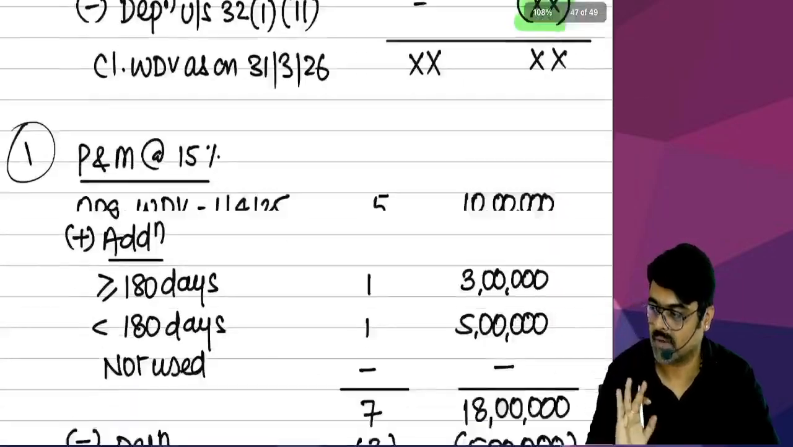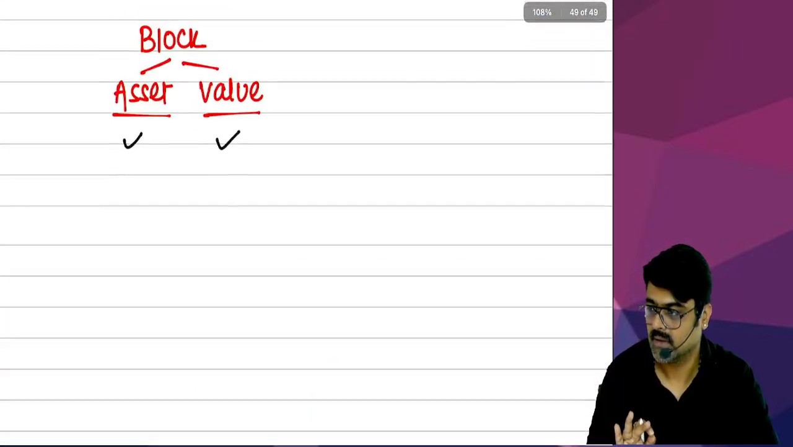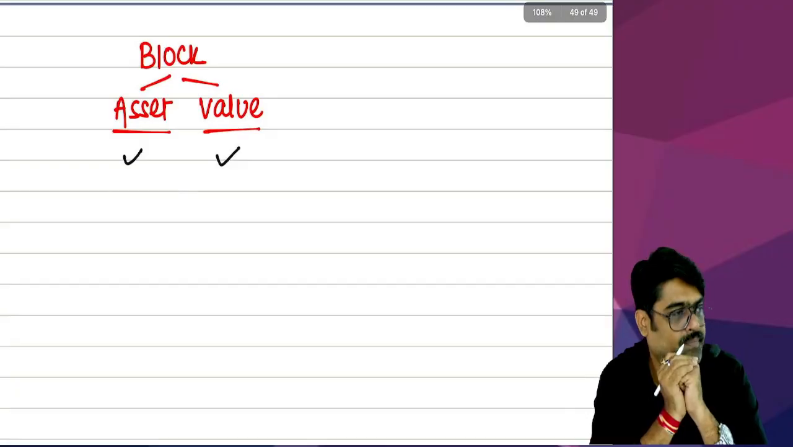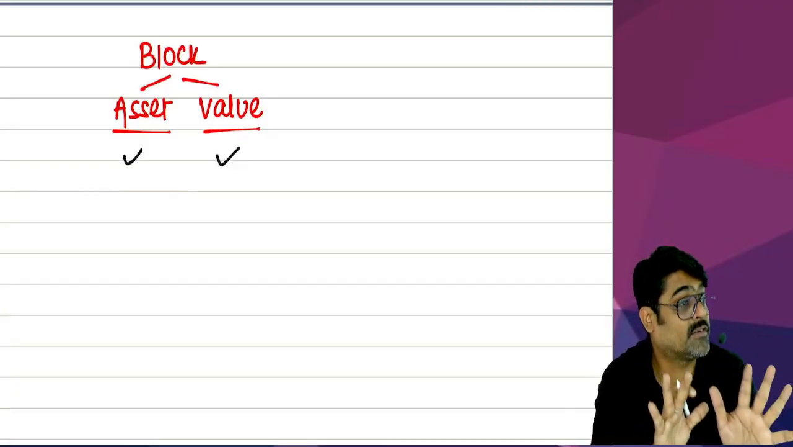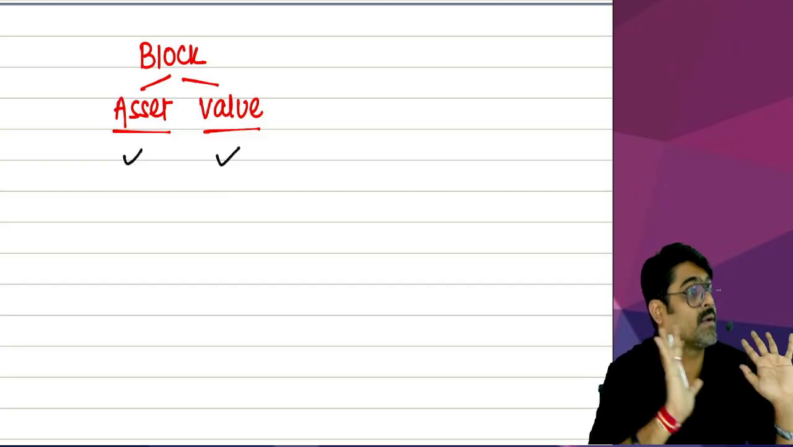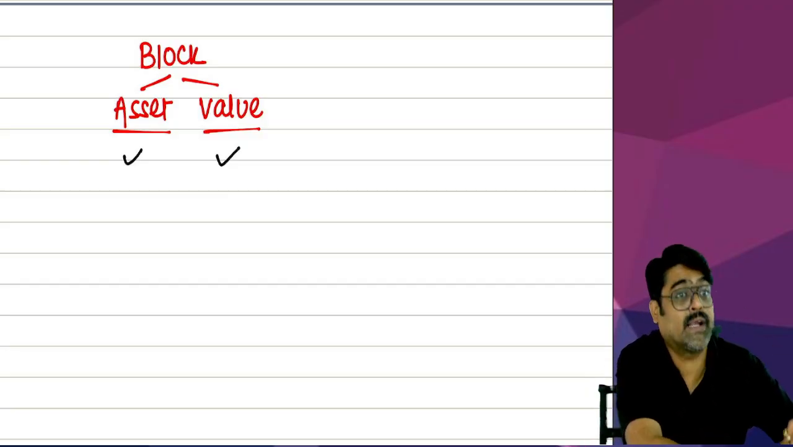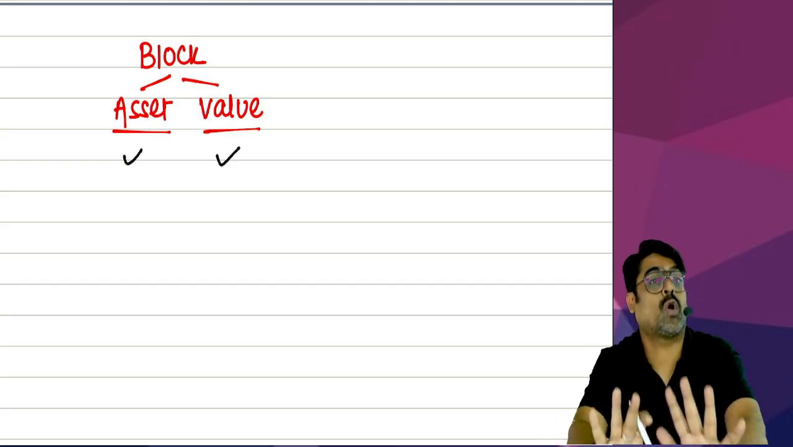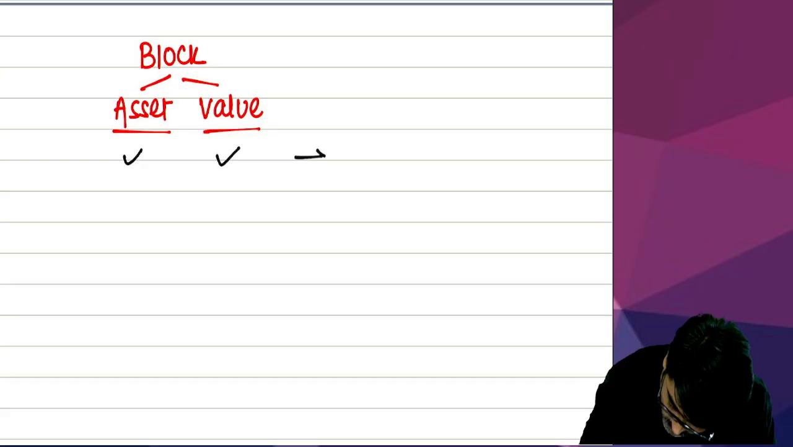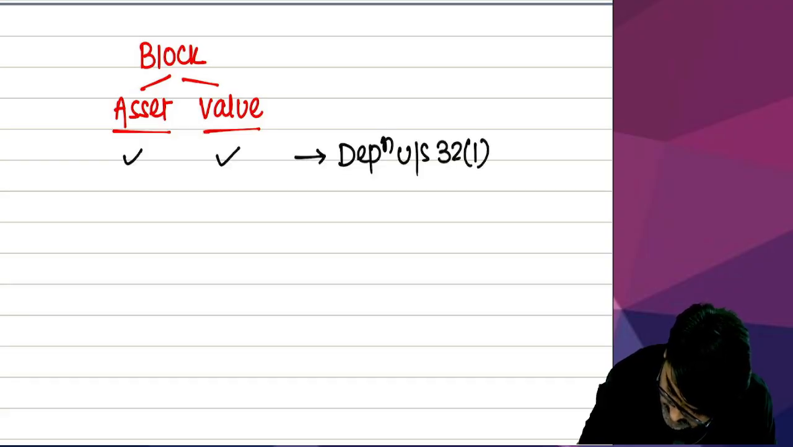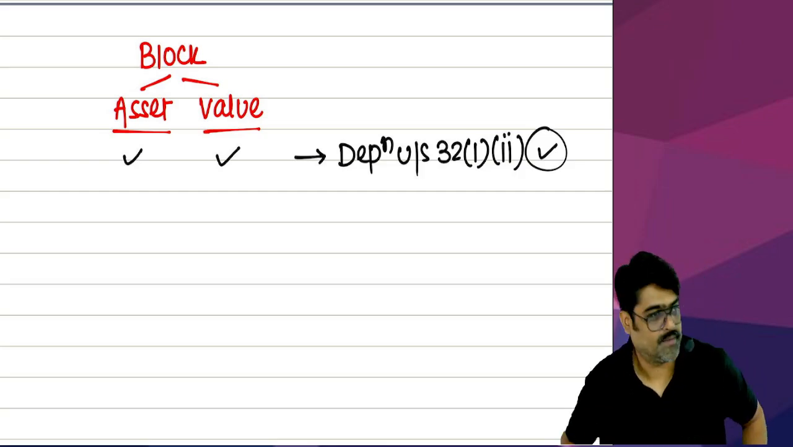Every time when you calculate depreciation in block, block must have assets at the end of the year. And against that asset, some value should also be there. Only then, what did I say? Only then depreciation will come under section 32(1)(2). Only then the depreciation will be calculated.